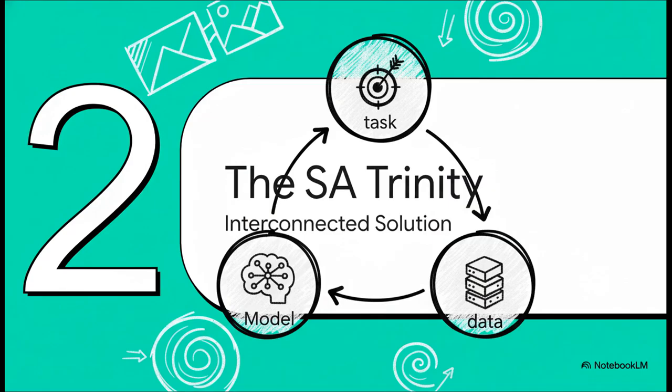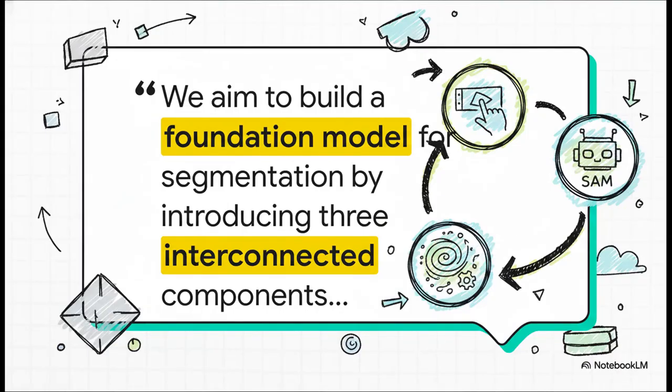Okay, and that big data problem, that leads us straight to the core insight of this whole project. This is where things get really clever. The researchers realized that the task, the model, and the data weren't three separate problems to solve. No, they were all part of one single interconnected system that had to be tackled all at once. And you can see it right here in their own words. They talk about these three interconnected components: a promptable task, a model to do the task, that's SAM, and a data engine. The key thing here is that they all work together in this amazing loop. The model helps create the data, which then makes the model better, which then creates even more data.